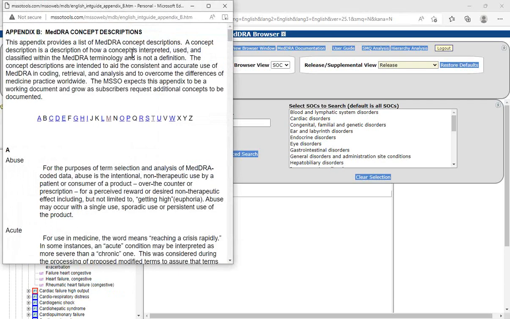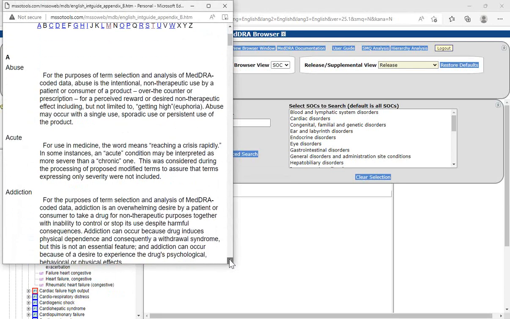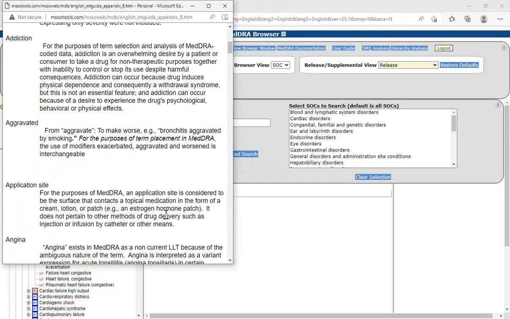So I'm going to open that up. And I'm curious, what does aggravated mean as far as MedDRA is concerned as a concept? I drill down and I reach aggravated. Okay, for the purposes of MedDRA, aggravated means to make worse. For example, they give bronchitis aggravated by smoking. So for the purposes of term placement in MedDRA, the use of modifiers exacerbated, aggravated, and worsened is interchangeable. Bingo. That exactly addresses my question of which LLT to use.